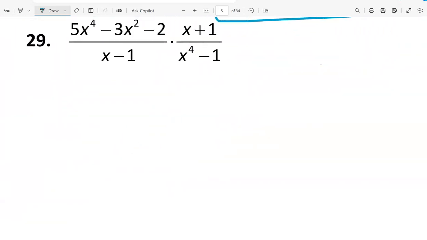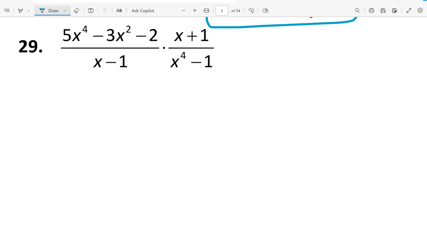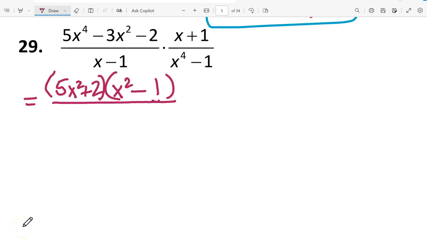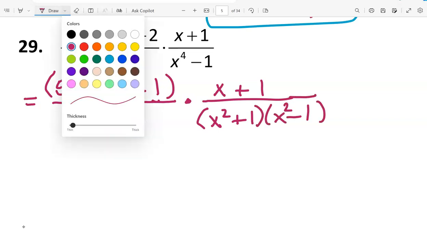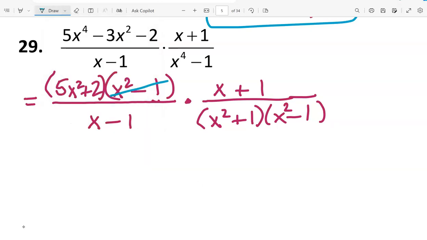All right, last one. In 29, 5x to the fourth minus 3x squared minus 2 is a trinomial that can be factored into 5x squared plus 2 times x squared minus 1. The denominator is x minus 1. And in the numerator of the second fraction, x plus 1 divided by, and now we have the difference of squares, x squared plus 1 times x squared minus 1. We can cancel our common factors of x squared minus 1.